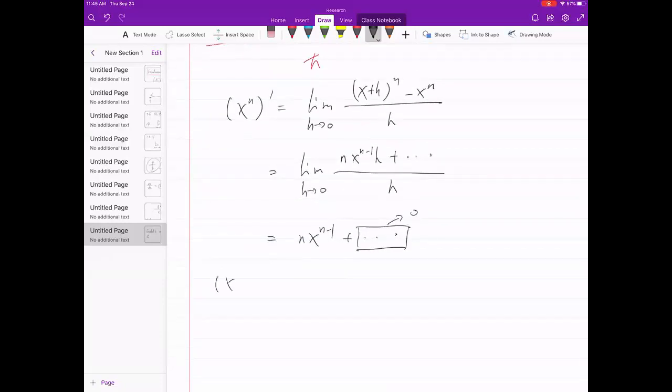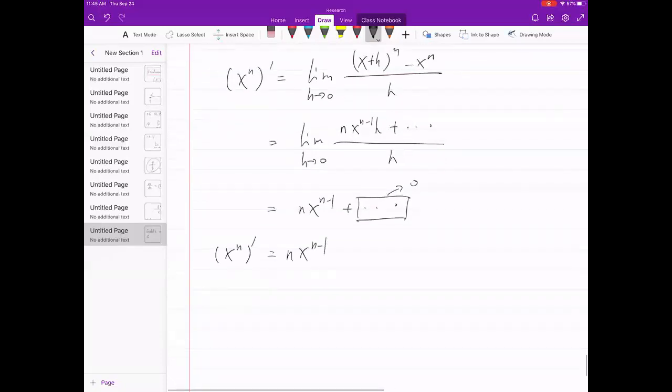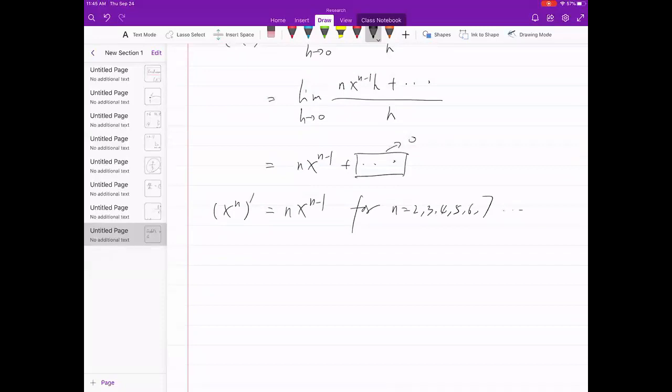So this is the formula for n equals 2, 3, 4, 5, 6, 7, and so on. And the technique we used was we tried to FOIL something out and focus on only one term.